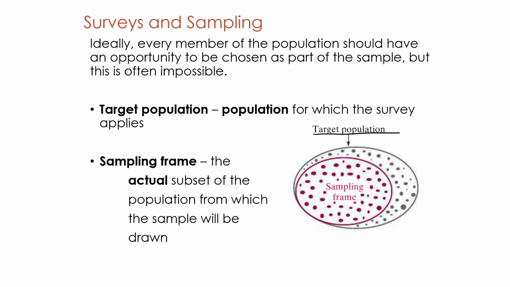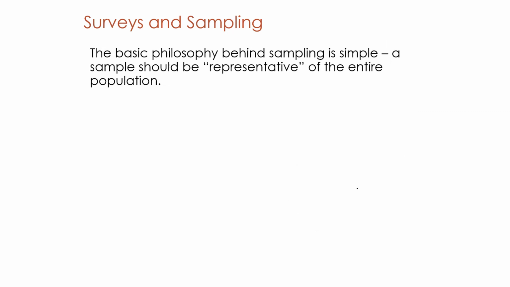So sometimes that's dictated by how you're going to conduct your experiment. If you're going to conduct your experiment by calling people, then your sampling frame is leaving out people who don't have a phone. If you are going to conduct your experiment by sending out emails, then your sampling frame is leaving out people who don't have email accounts. And so that's how that could happen.